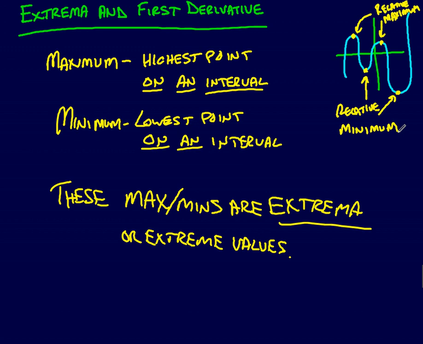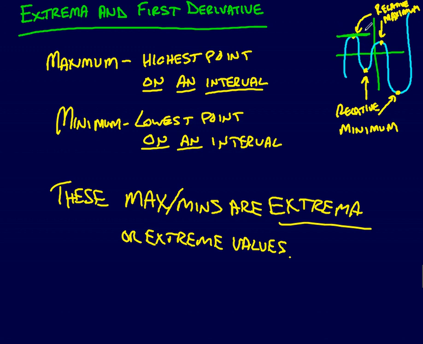We call these extrema or extreme values, and what we're going to be doing a lot of is finding these extreme values. What we're going to find out is the way to find them is, well, look what happens. We're increasing, then all of a sudden we're not anymore. Now we're decreasing. Right here we have what we're going to call a horizontal tangent.